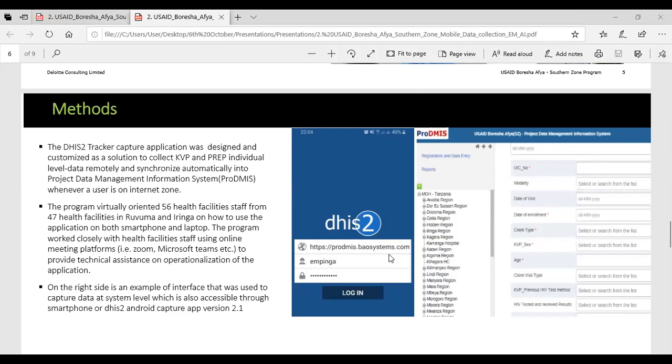Also, we do have an Android capture application, which is version 2.1. You can download it on Play Store, and also link to our project data through our URL, which is podmis.biosystem.com, with your username and password. And then you'll be able to access our interface where you'll be able to send the data. Next slide.